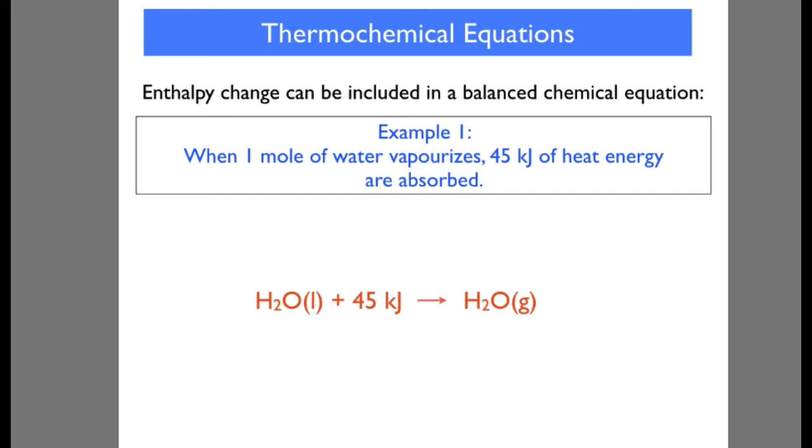Thermochemical equations. We're going to have a look at a few examples here. The enthalpy change can be included in a balanced chemical equation. When 1 mole of water vaporizes, 45 kilojoules of heat energy are absorbed. You can see here, we've got water plus 45 kilojoules of heat will give us water vapor or gas. The energy here is being treated as a reactant. It's being absorbed, and therefore it's an endothermic reaction.